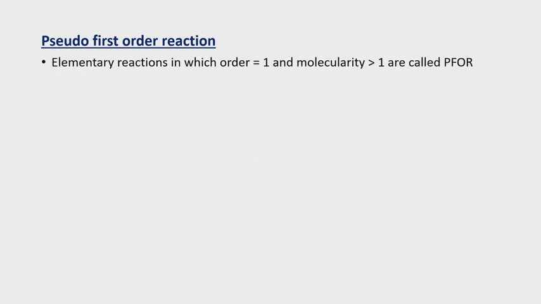Elementary reactions in which order equal to 1 and molecularity greater than 1 are called pseudo first order reactions. So here one word I have mentioned, molecularity greater than 1. Next we will discuss what is molecularity. One reactant is present in a large excess. This is the condition for these pseudo first order reactions. Listen, one reactant is present in large excess.